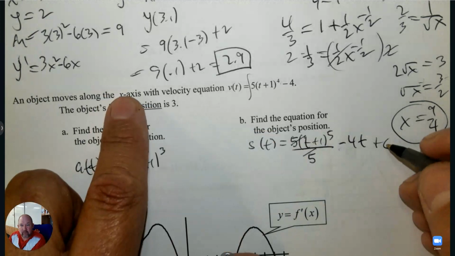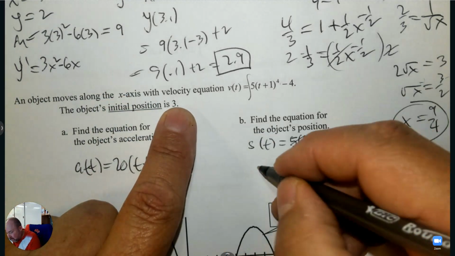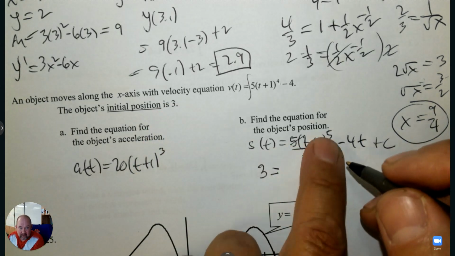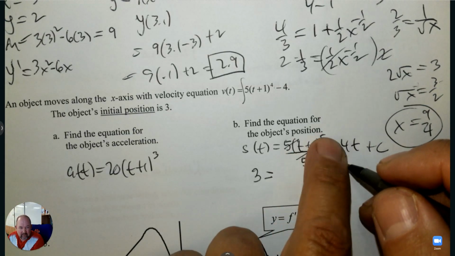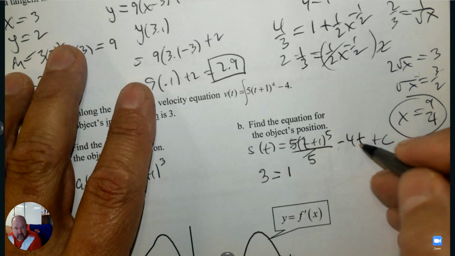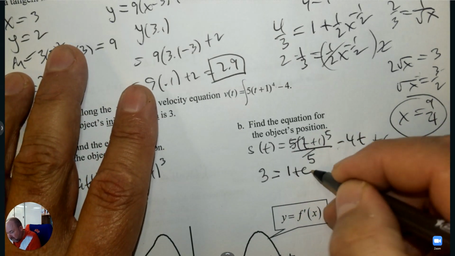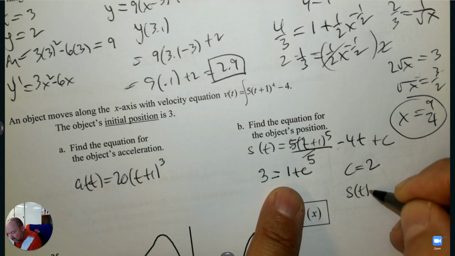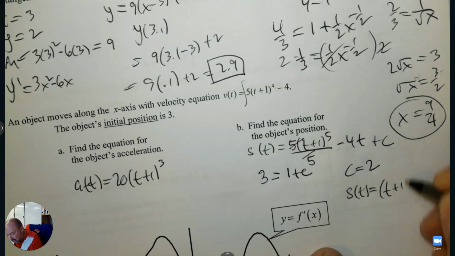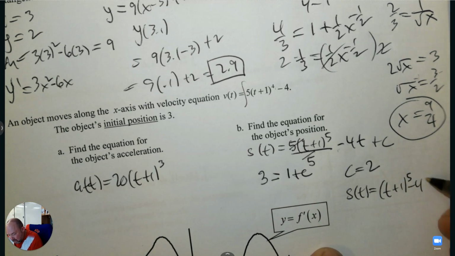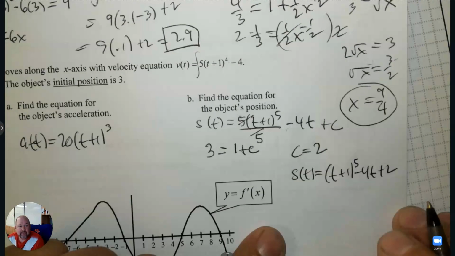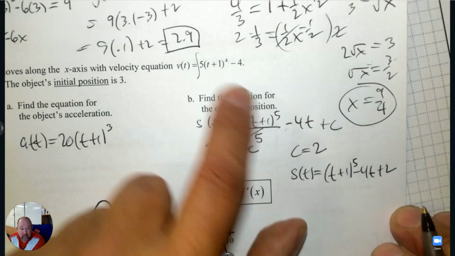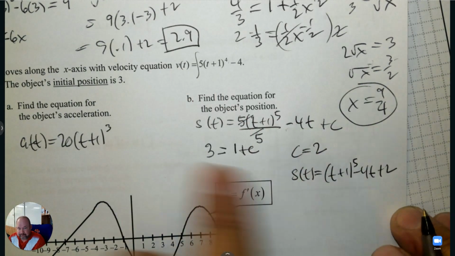It said the initial position is 3. So when I plug in 0, the answer is 3. Now when I plug in 0, I get 1 to the 5. That's 1. This is 0, and that's c. So if I subtract 1, c is equal to 2. Putting it all together, the position equation is t plus 1 to the 5, minus 4t plus 2. And if I take the derivative of this, it should equal that velocity, which it does.